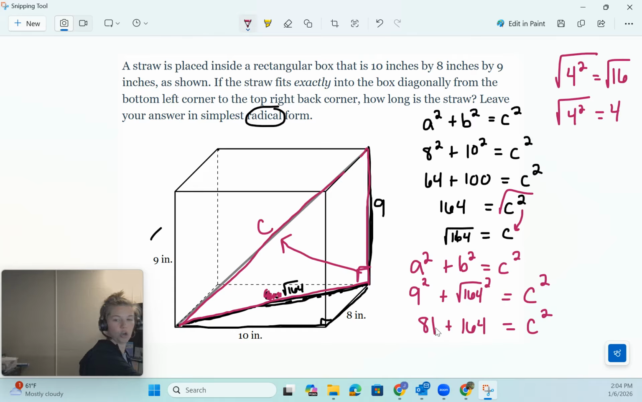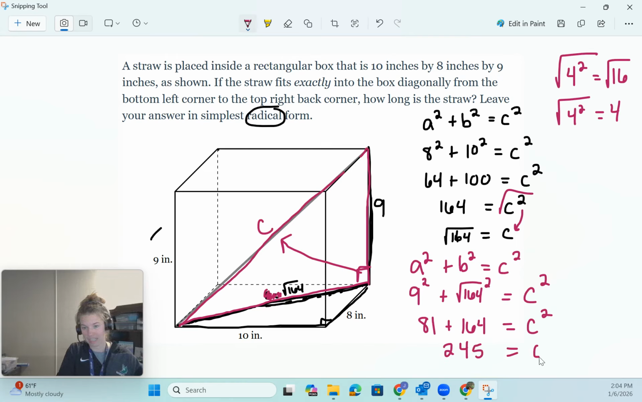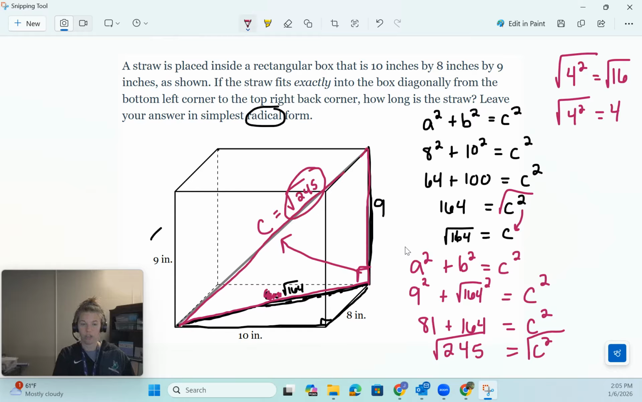From here, we add our 81 plus 164. We get 245, and that equals my c squared. Again, we need to know what just c is, so don't forget that last step of square rooting your number. So c is equal to the square root of 245, and that is your solution.